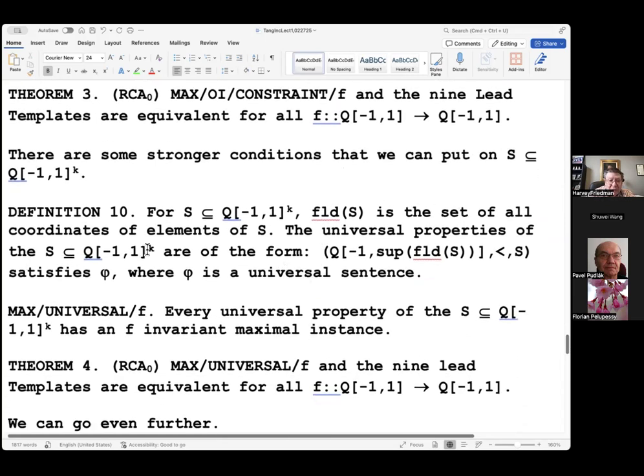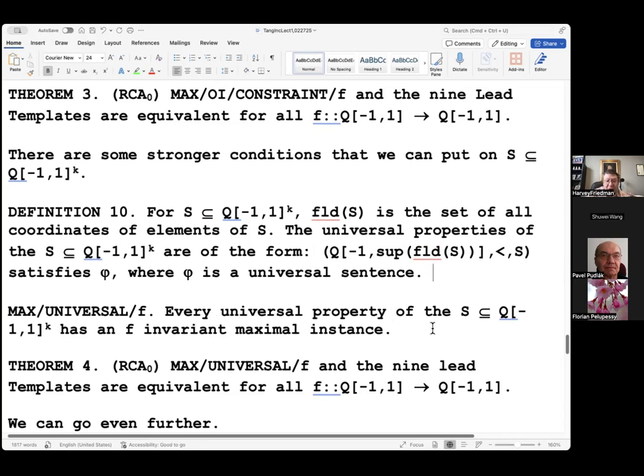So the field of S is the set of all coordinates of elements of S. And the universal properties of S are of the form: this structure, from -1 to the sup of the field. See, I want to keep this somewhat related to S. This structure, with less-than and S, satisfies phi, where phi is a universal sentence in the sense of logic. See, this is stronger. I mean, there are more universal properties than there are constraints, right? Constraints are a special case. And the reason this is actually new is because now we can mention S negatively. We can talk about what's not in S, as long as it's bounded by S.